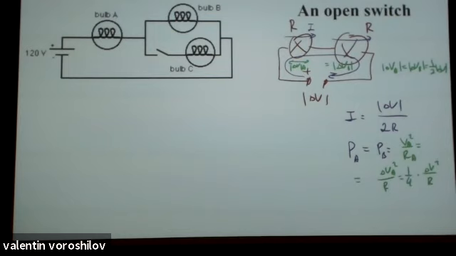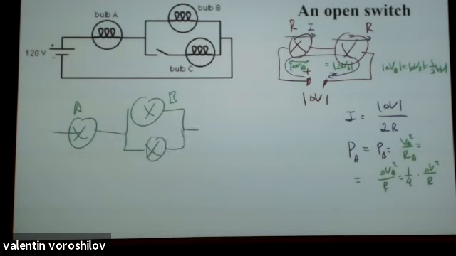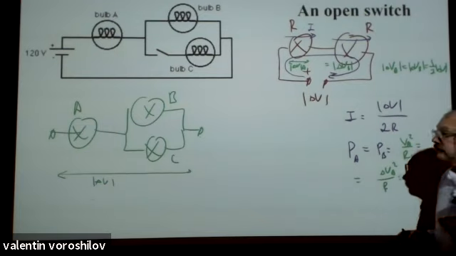Now we close the switch. A different circuit. Bulb A, bulb B, bulb C. Same original voltage across the total circuit. Electric current now should be what? First of all, where?